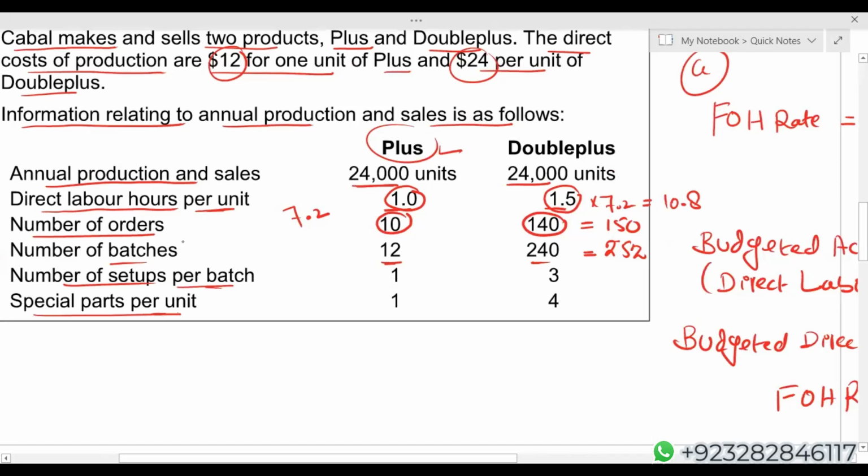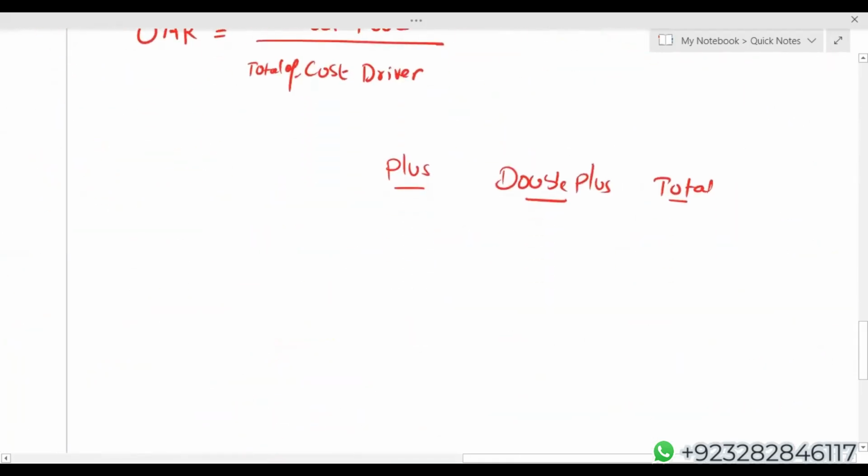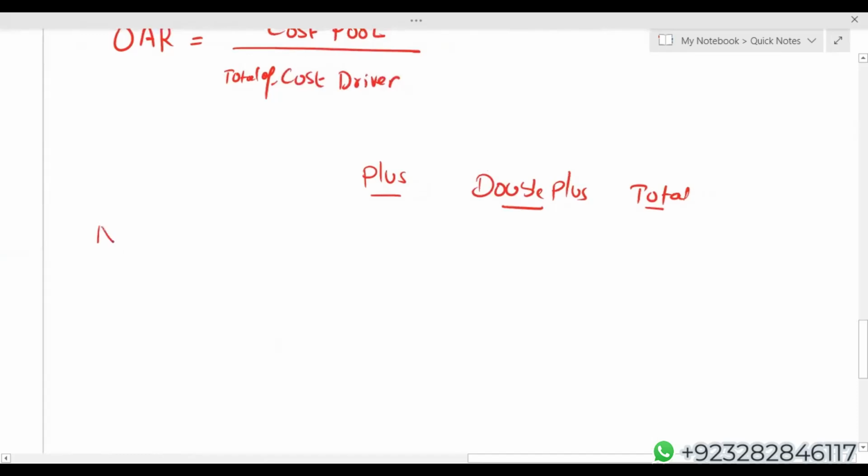So number of orders, if you ask me the number of orders, I'll say they are 150. Plus is having 10 orders, double plus is having 140 orders. So the total is 150.